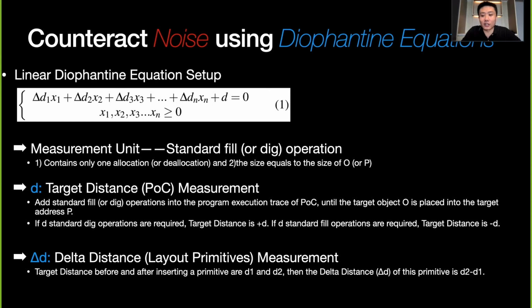Then if D standard dig operations are required, the target distance is positive D. If D standard fill operations are required, the target distance is negative D. In the end, we will also add each primitive into the POC's trace. If the target distance before and after inserting a primitive are D1 and D2, then the target distance of the primitive is D2 minus D1.